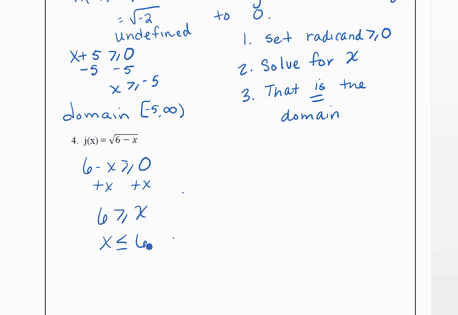We can flip it around as long as we see the less than part is pointing toward x, and here the less than part is pointing toward x. So here, if we look at a number line, we want everything 6 and below. So here our domain is from negative infinity up to 6 and including 6.